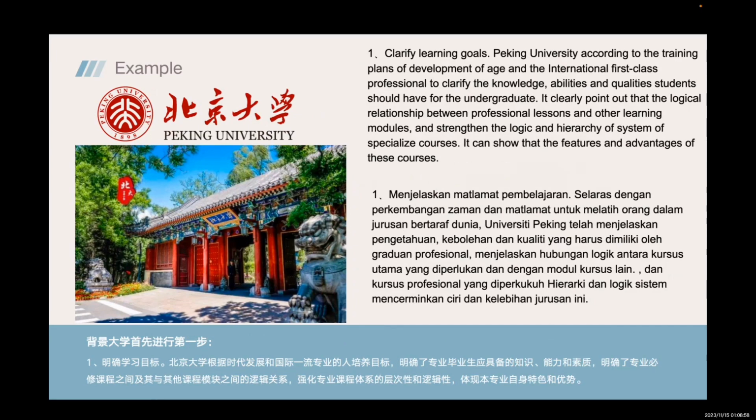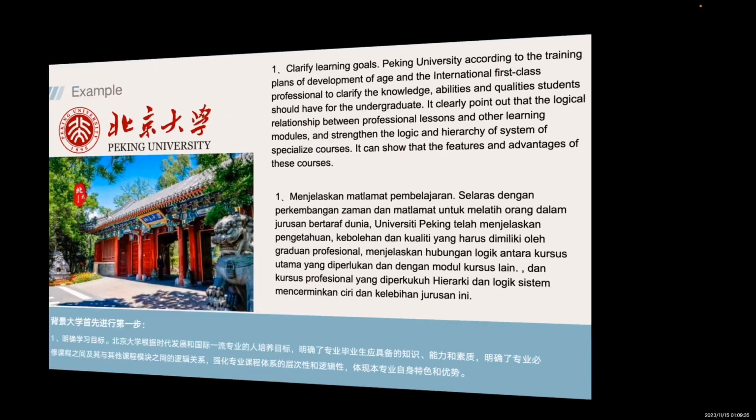Peking University, according to the training plans and the international first-class professional standards, clarifies the knowledge, abilities, and quality students should have as undergraduates. It clearly points out the logical relationship between professional courses and other learning models, and strengthens the logic and hierarchy of the system of specific courses. It can show the features and advantages of these courses.